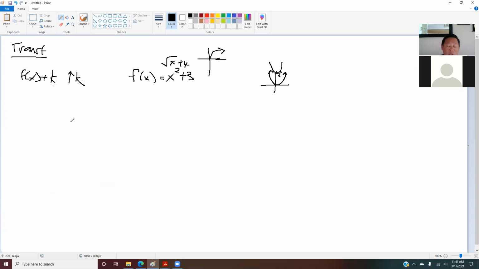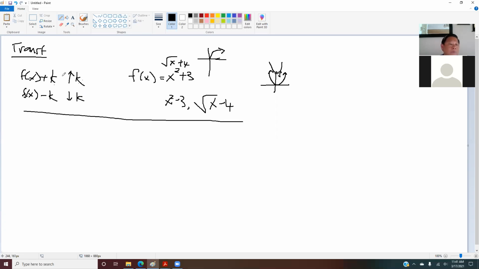So I recommend you go to 2.4. That is in your textbook. There should be a whole set of graphing tools that you need to know very well. If you have a minus k, it means you go down k units. For example, x squared minus 3 or square root of x minus 4. So watch your numbers carefully. This is going up and down.